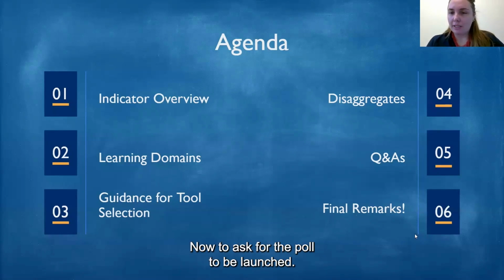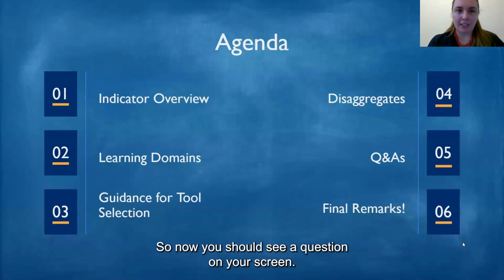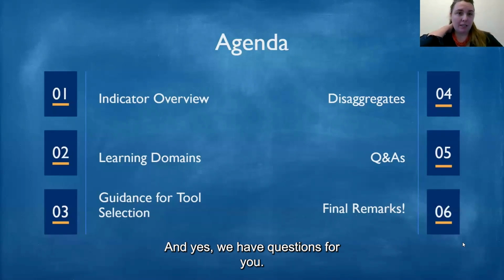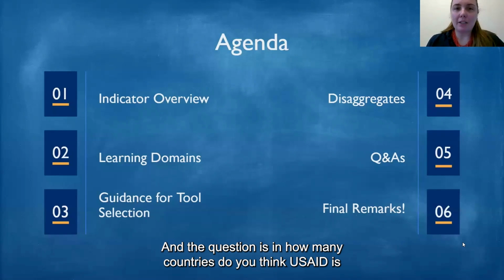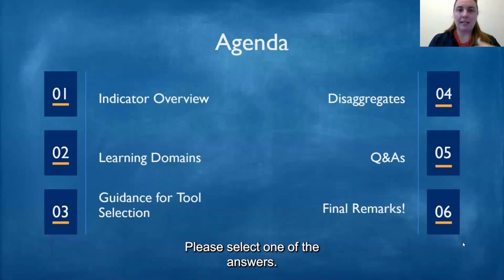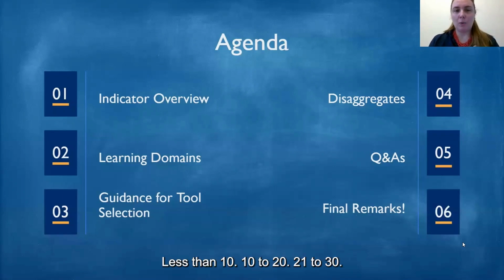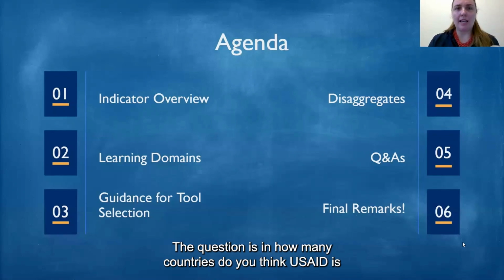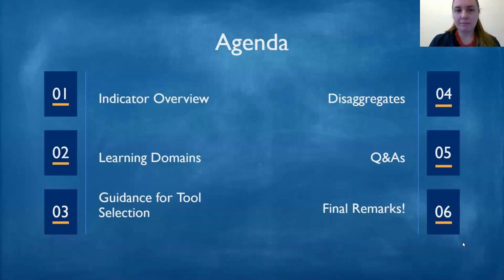Now to ask for the poll to be launched. Wonderful. So now you should see a question on your screen. And yes, we have questions for you. The question is, in how many countries do you think USAID is implementing pre-primary education? Please select one of the answers: less than 10, 10 to 20, 21 to 30, more than 30. Again, the question is, in how many countries do you think USAID is implementing pre-primary education?